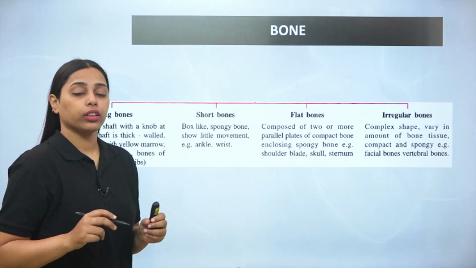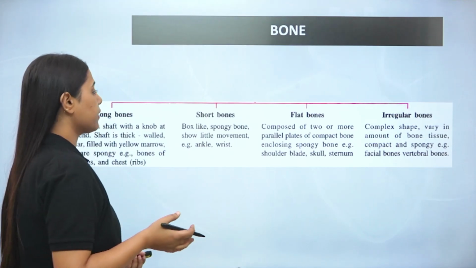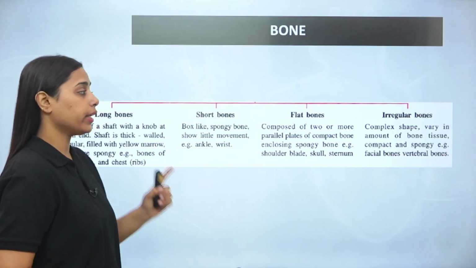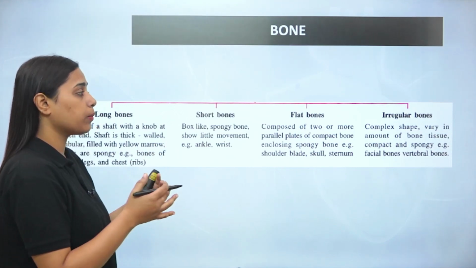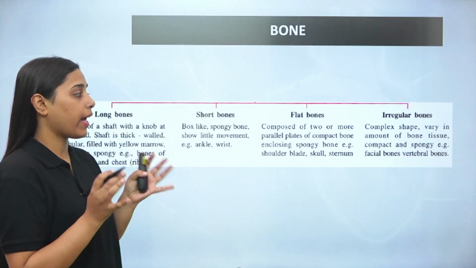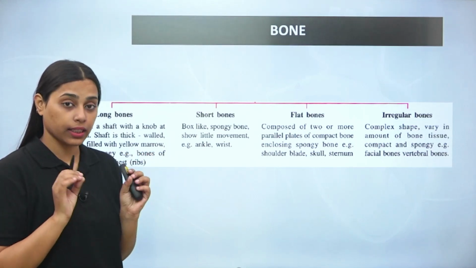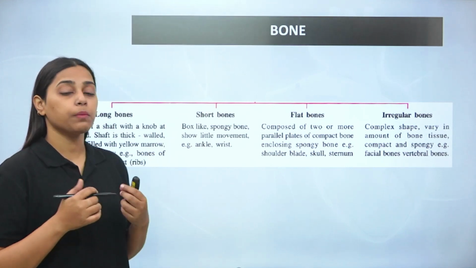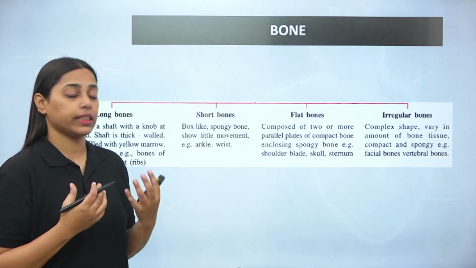Depending on the functions, these bones are categorized as four: long bones, short bones, flat bones, and irregular bones. Irregular bones have complex shape. They vary in the amount of bone tissue, that is the content present in that bone. They are compact and spongy, like the bones of the face and vertebral bones.